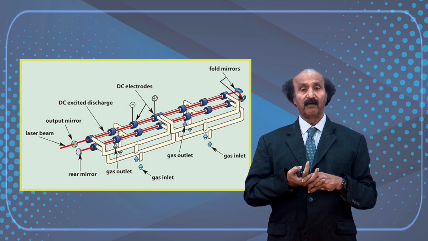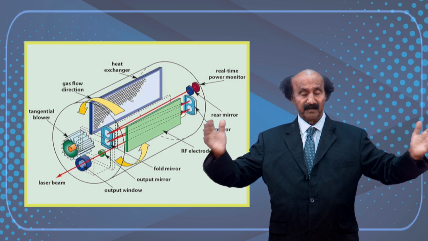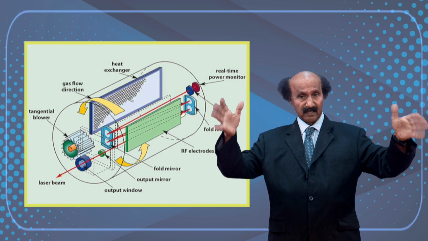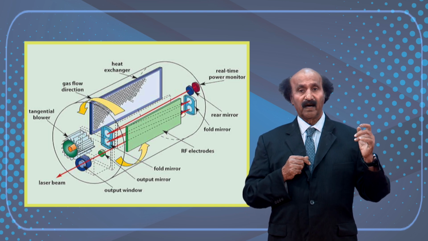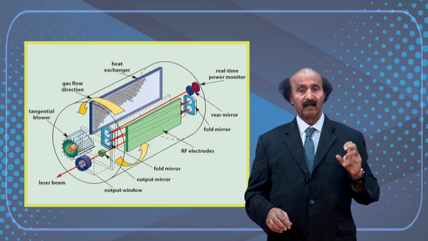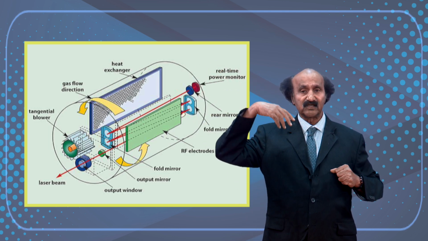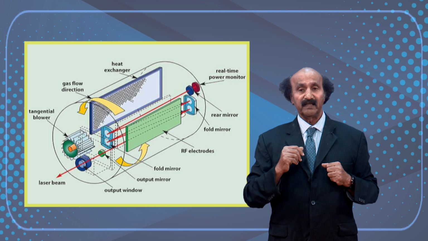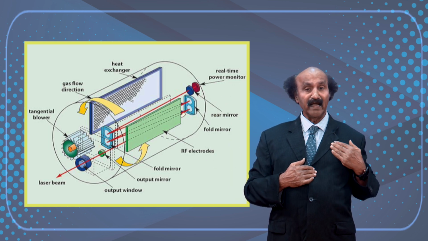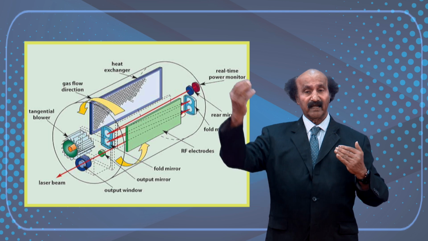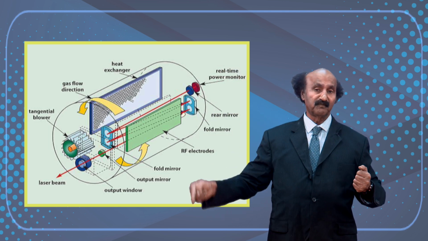You have a long tube which is about 1 meter long. You have 2 mirrors, that also you can see. You have an anode, and then you apply a gas through a certain input, and there is an exhaust also. I mean, there is a way for the gas to go out also. So, gas will be going out, gas will be coming in. So, there will be a continuous flow of CO2.